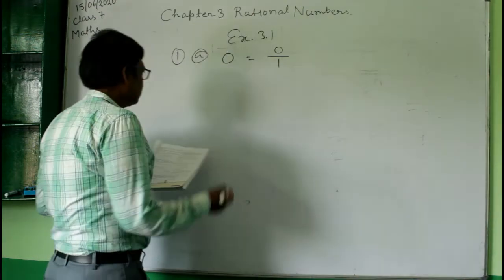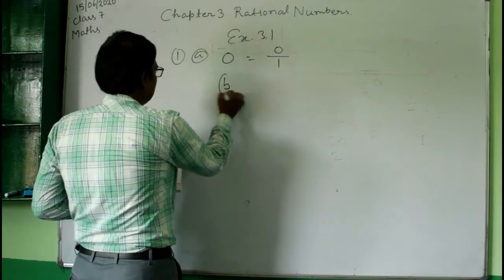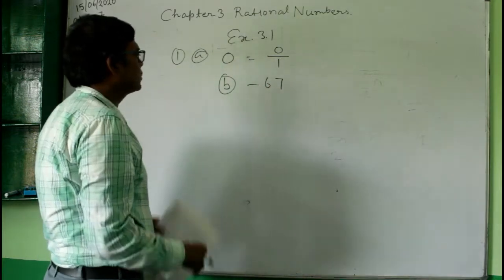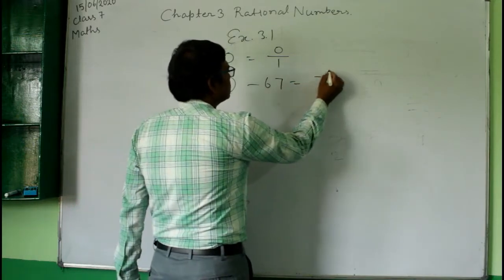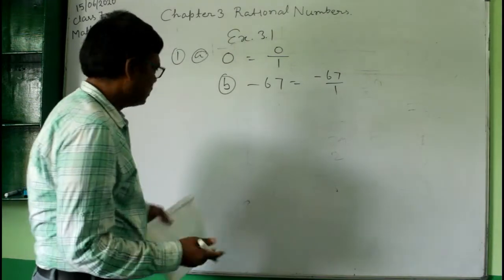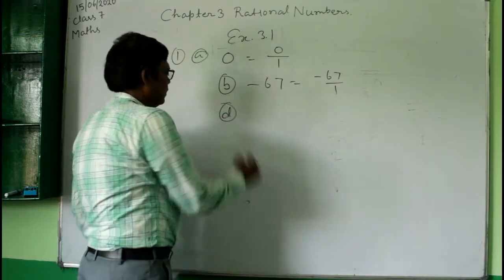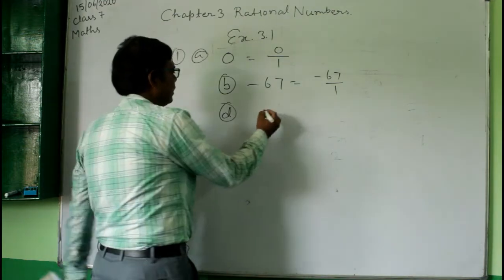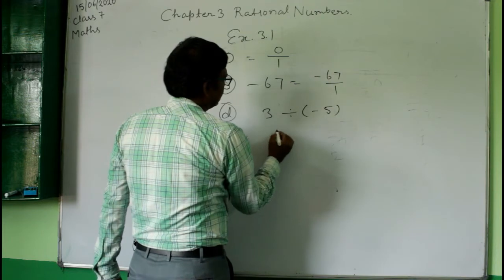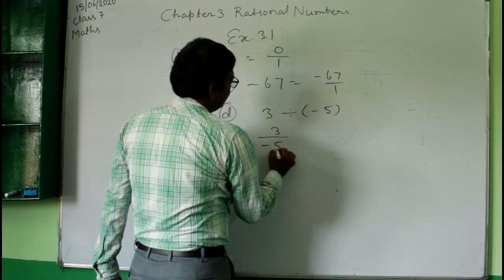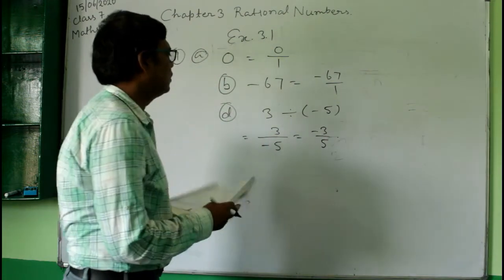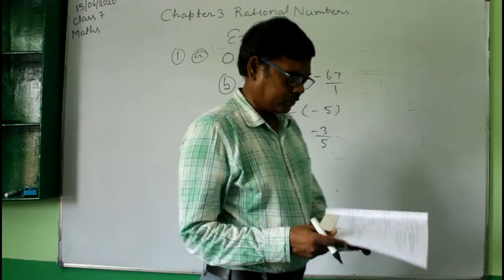The next number is, suppose, minus 67. To write it in the form of a rational number, it will be minus 67 by 1. And in case of D, you are given 3 divided by minus 5. So it will be 3 by minus 5, and this is equal to minus 3 by 5. These are the answers to these questions.